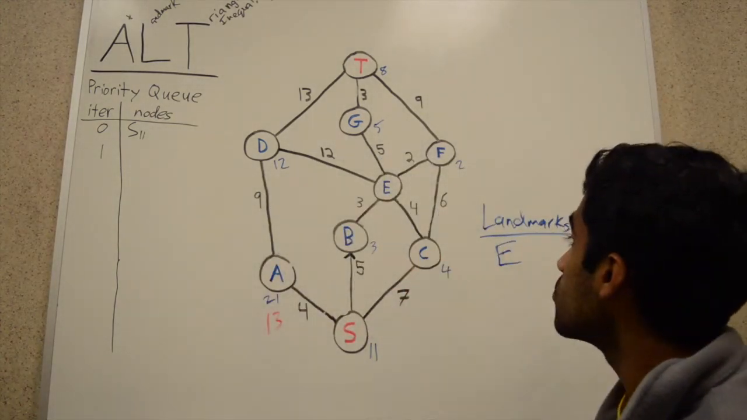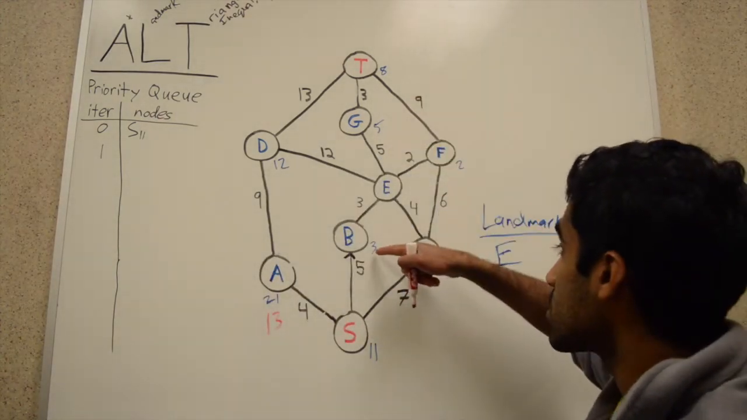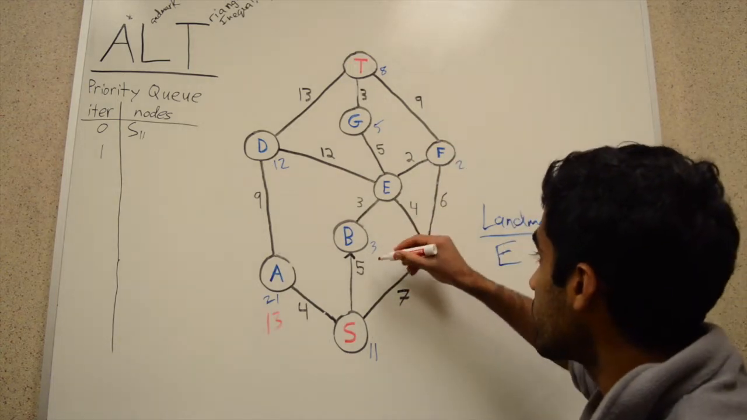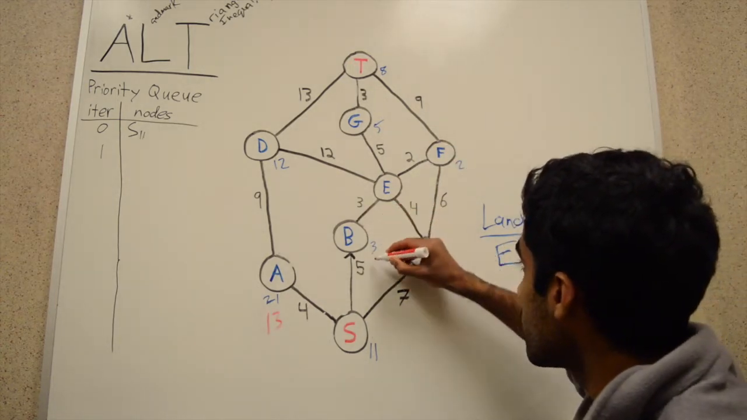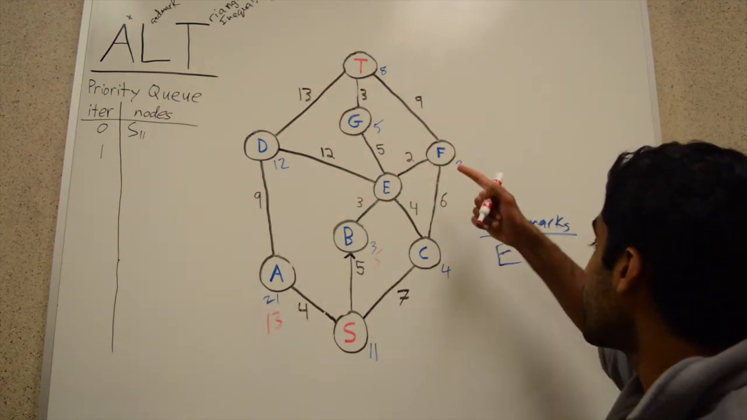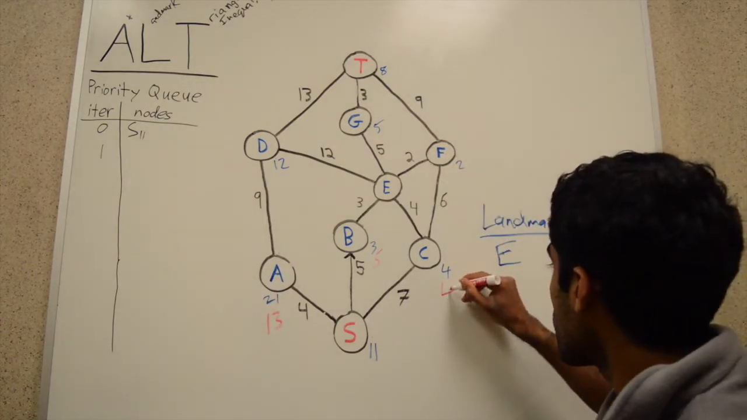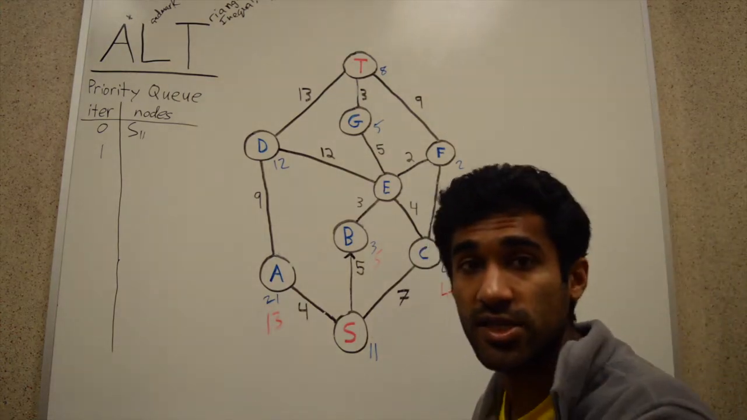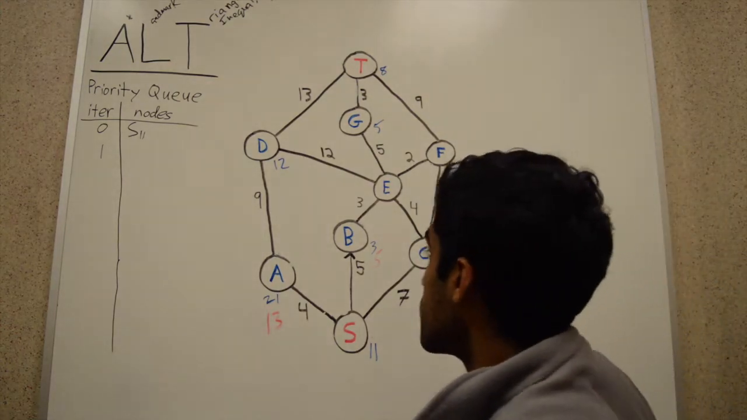And then B's will be 8 minus 3, or 3 minus 8, and we take the absolute value, so it will be 5. And C's will be 8 minus 4. And so now we're again just going to speed this up, and I'll fill out the rest of the heuristic values.